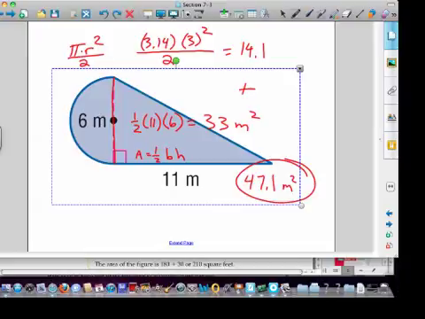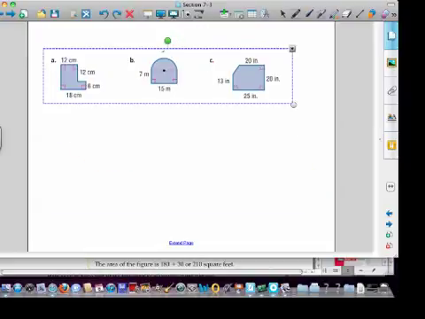Okay? All right, your turn. Why don't you try these three right here and see if you can figure out what the area of those is. And notice that C is maybe a little bit trickier because what we're going to do there is we're actually going to take away a corner. So think about that as you do that one.